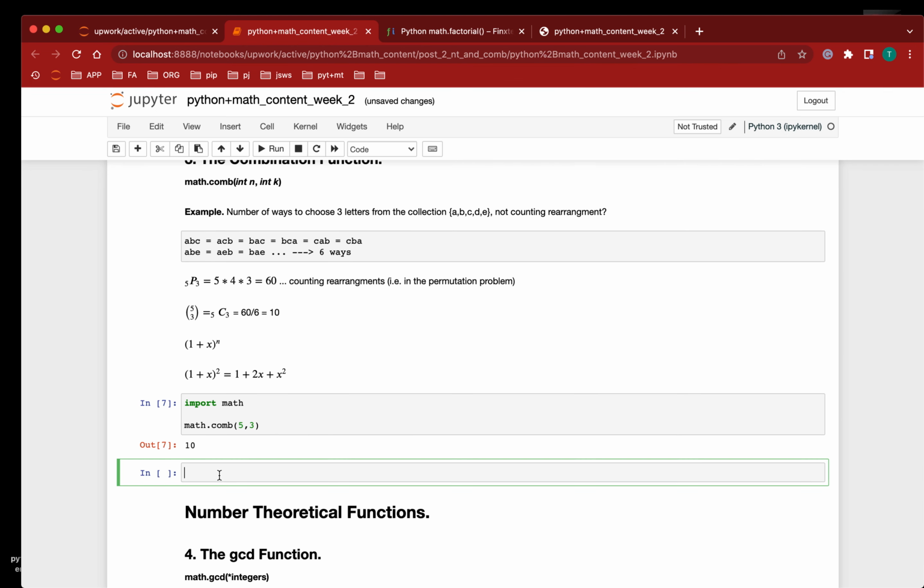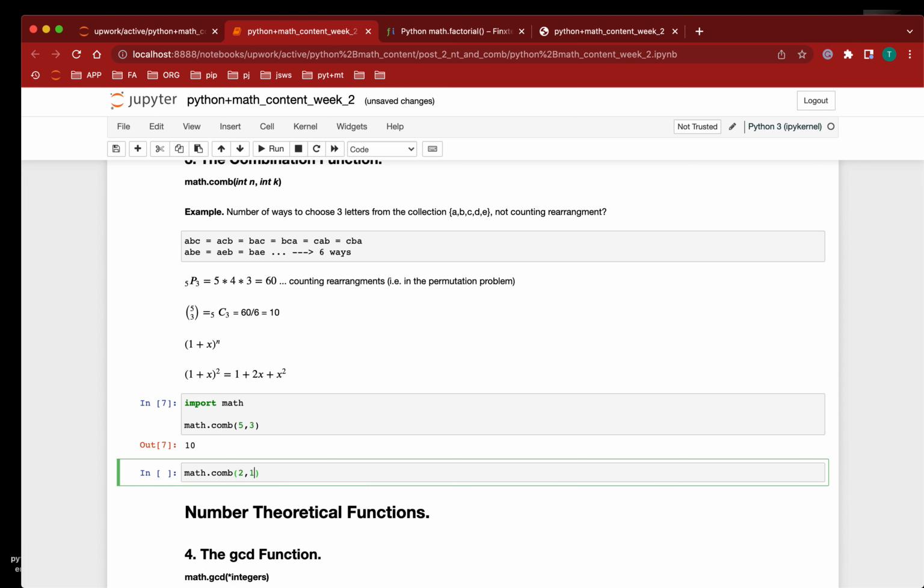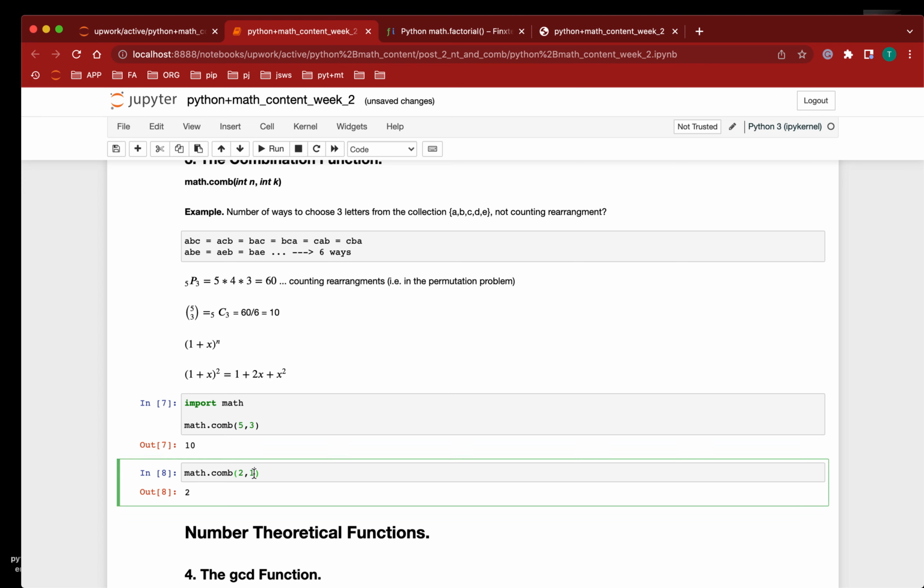We can try out a few more examples. If you wanted to find the second coefficient of (1 plus x) squared, that is the coefficient of x to the 1 in (1 plus x) squared, which is math.comb(2, 1), which is 2.